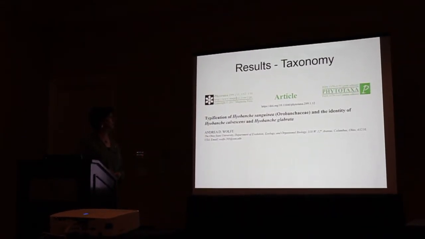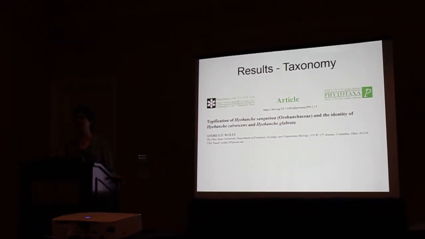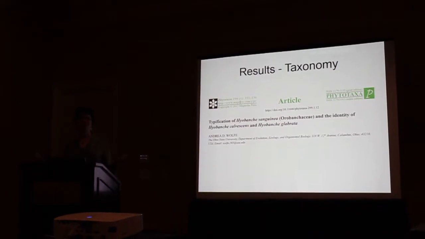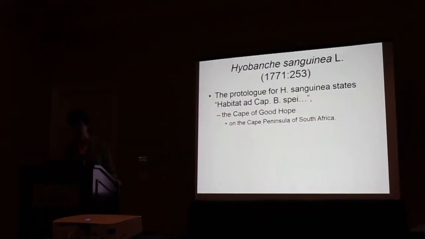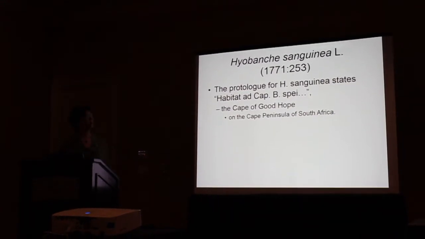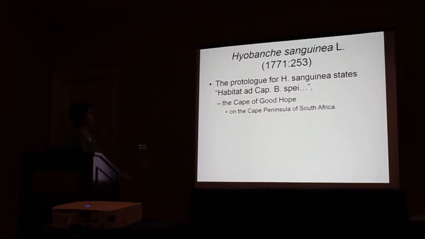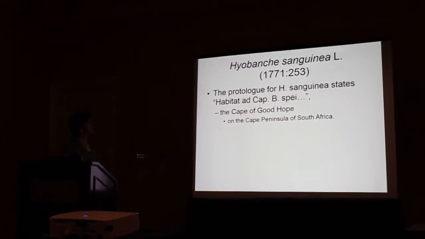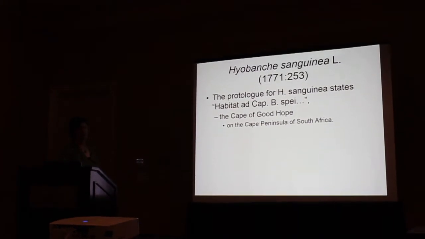So this taxonomic puzzle, I published the results of my designation of the type specimen earlier this year in PhytoTaxa, so that's an open access paper. I only bring that to your attention because I really enjoyed the little bit of detective work I did, and I got to quote several different historical references, which are kind of fun. But the prologue for Hyobanche sanguinea is really the only description we have of the whole species. This is what Linnaeus said: habitat ad Cap. B. Spei. Okay, so that's the Cape of Good Hope.